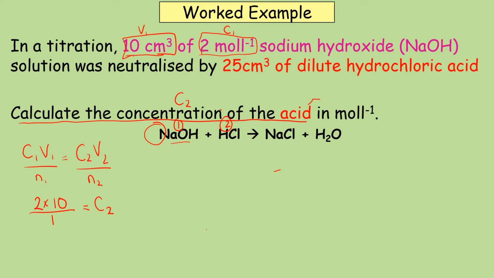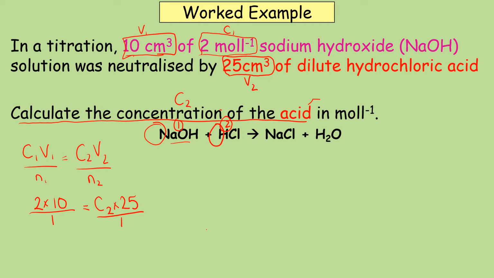Do I know the volume of the hydrochloric acid, which would be V2? Yes, I do. V2 is going to be 25. So I'm just reading the question, going through them one at a time, and replacing any letters that I know with the numbers. N1 is the number of hydrochloric acids in the balanced equation. Because there is no number, that number, remember, is 1, and therefore our 1 goes in there. So we're going to simplify it.